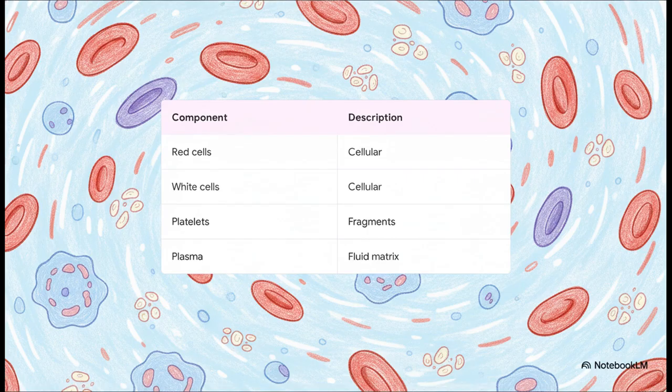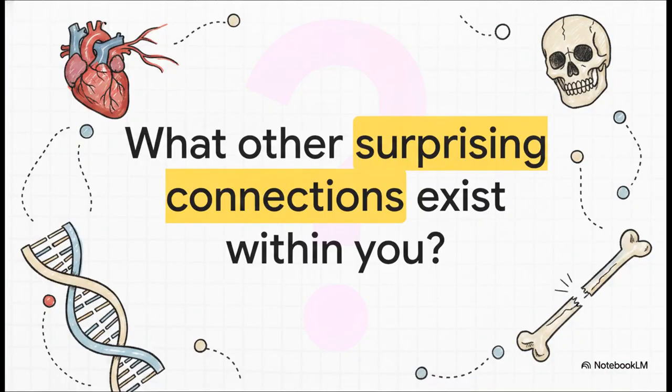You've got the cellular elements, red blood cells, white blood cells, and those little cell fragments known as platelets. But unlike bone or cartilage, these components are suspended in a fluid ground substance called plasma. That's what allows it to flow continuously while serving its essential connective role. It really is a stunning testament to biological adaptation.